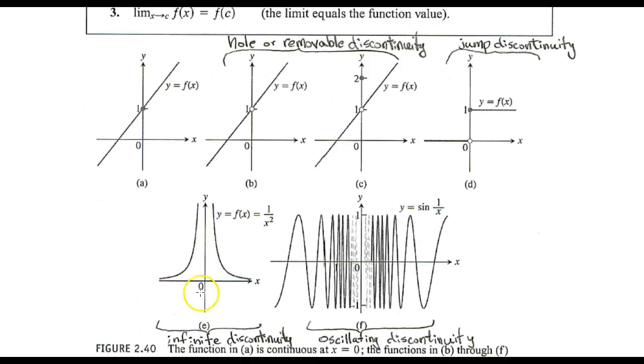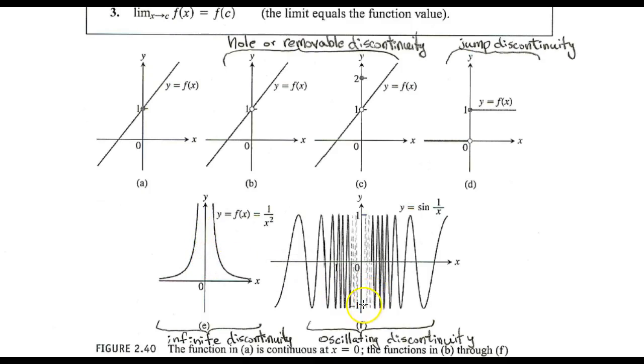This is called an infinite discontinuity, where on both sides of 0 the function looks like it's shooting up to infinity. That's the famous 1 over x squared. We certainly know that 1 over 0 doesn't exist, so this function doesn't exist at 0. But as x is getting closer and closer to 0, this function shoots up and is getting closer and closer to infinity. That's an infinite discontinuity.